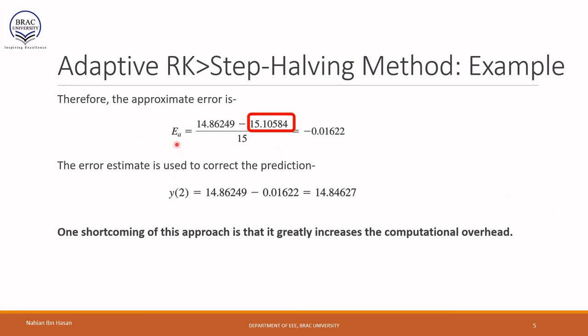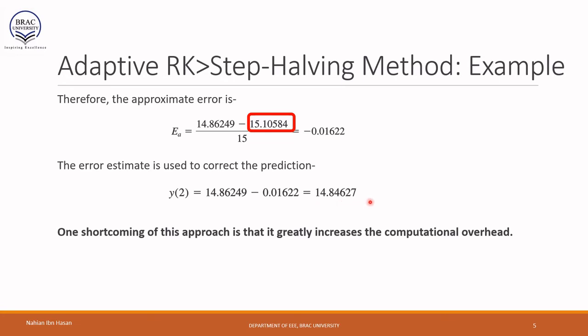Okay, so once we know the value of the approximated error, we are going to add it to the value of y2, that means the value achieved using double steps. So we add the value of ea or epsilon a to the value of the double step method, and then we get the final result, which is 14.84627.